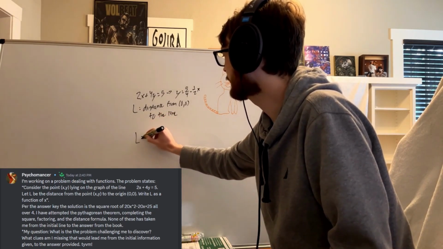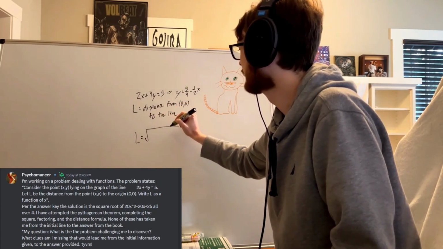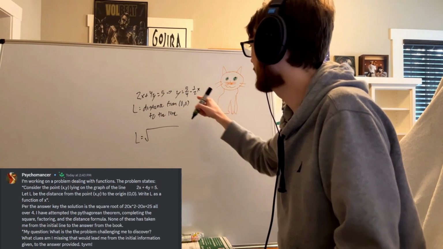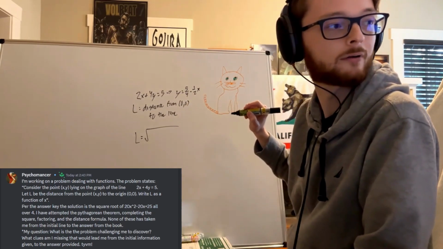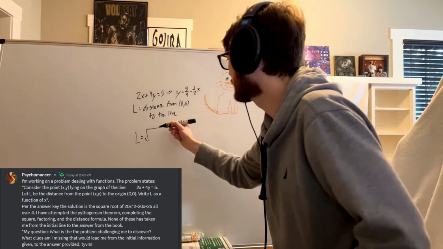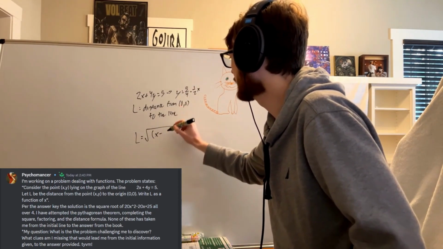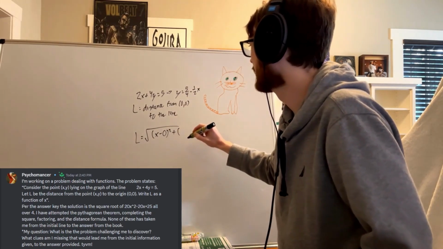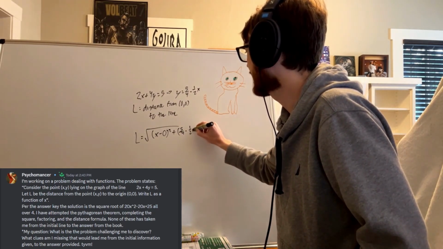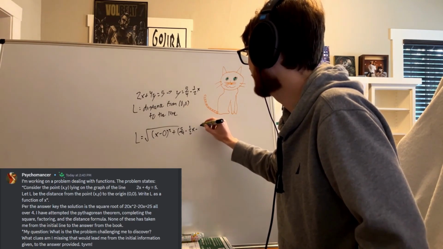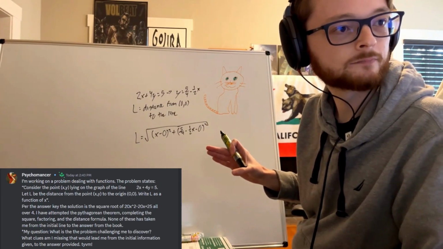And now for L, I'll use the distance formula. We have an arbitrary point on the line, x comma y, that we want the distance to 0, 0. So the x coordinate on the line is just x. The x coordinate of the origin is 0, squared, plus the y coordinate of the line is this entire equation, minus 1/2 x, and then the y coordinate of the origin is 0, squared. Now we simplify this, and I think it's our answer.